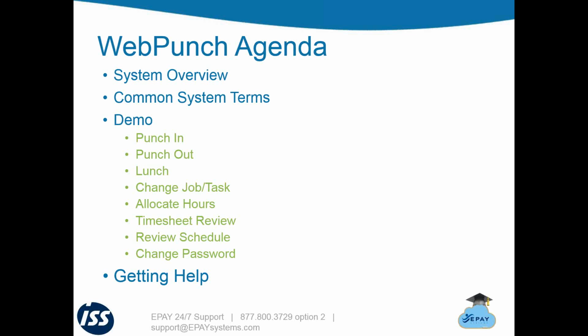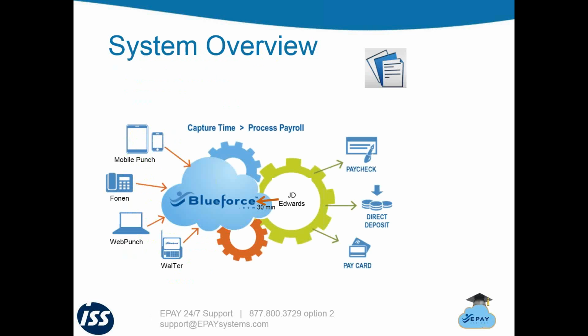So let's get started with our system overview. For WebPunch, the system overview is essentially what you see here on the screen. On the left-hand side you've got a couple of different avenues to clock in. There is Mobile Punch, which is the app you can load on your smartphone to clock in and clock out. Some of you already use Mobile Punch, but if that interests you, it is an option. Mobile Punch uses GPS technology, so it knows if you're at the site or not.